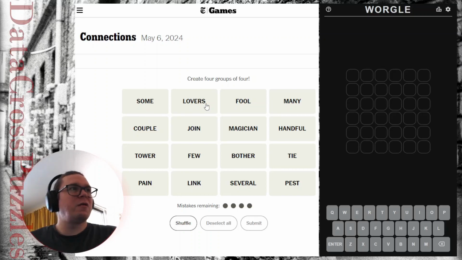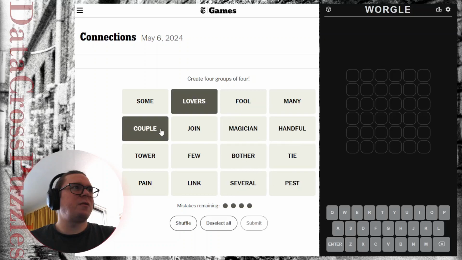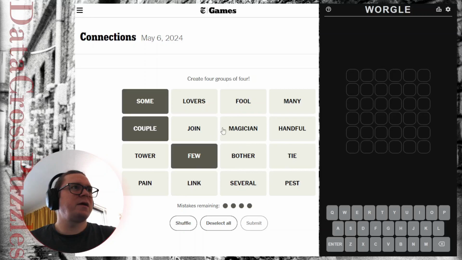And we have lovers, fool, many, couple, join, magician, handful, tower, few, bother, tie, pain, link, several, pest. Interesting. What's popping out at me? Let's see. We have lovers. That's a plural, right? Lovers, a couple. Maybe a couple, few, some. And many? These are kind of like quantifiers, right?